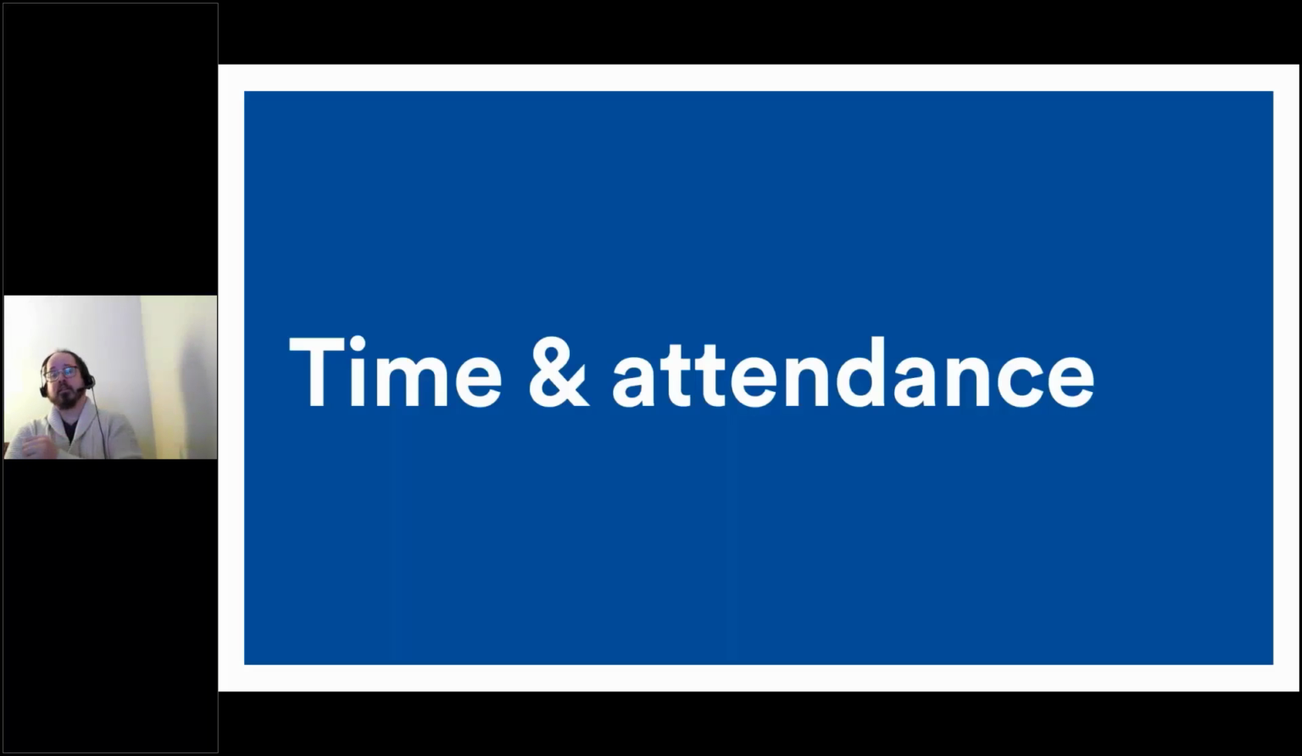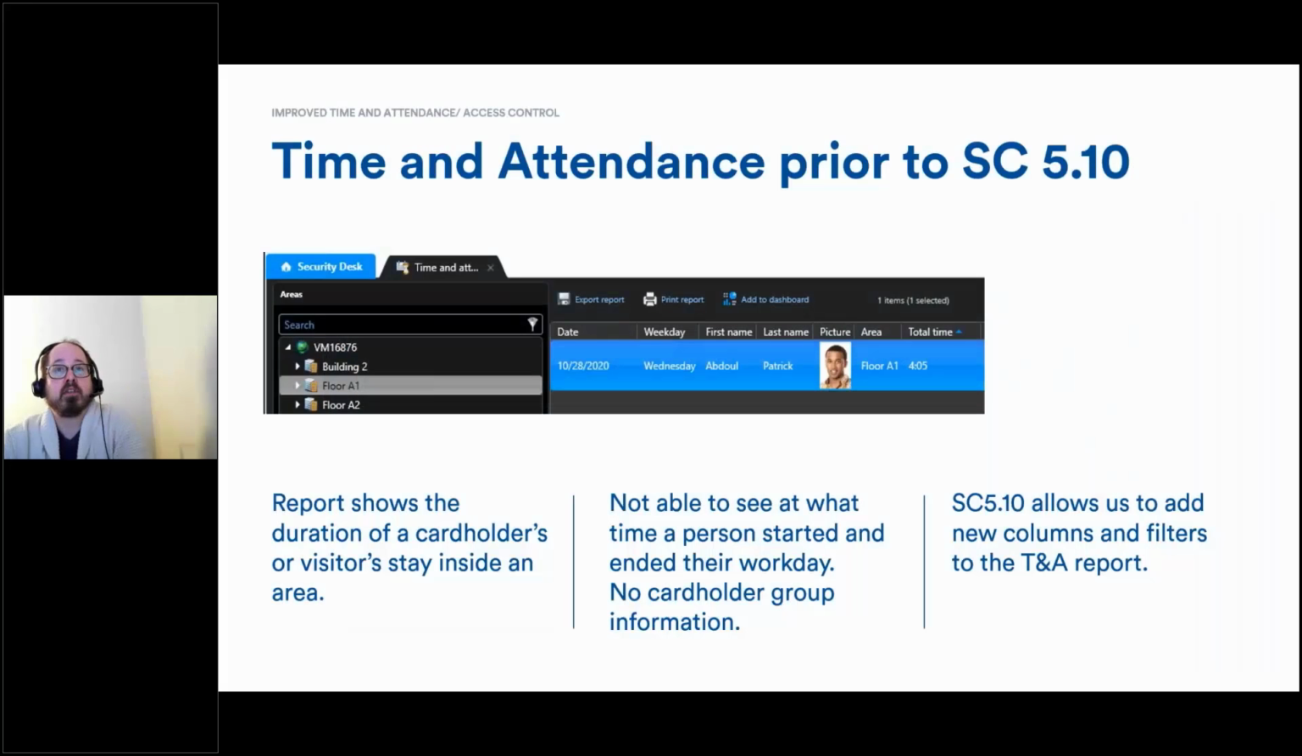Another place that it's been a little lacking for partners is time and attendance, right? So we're really happy to provide some improvements to this within the platform, but also allowing you to leverage those improvements. Right, so before 5.10, we had a report that shows the duration of a cardholder or visitor stay inside an area, but it was difficult to really frame this with additional information, right? So what time was a person supposed to start and what time were they supposed to end?